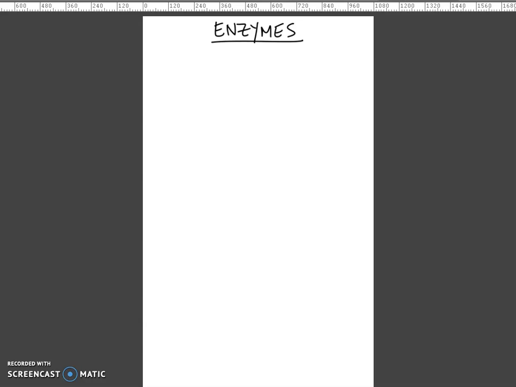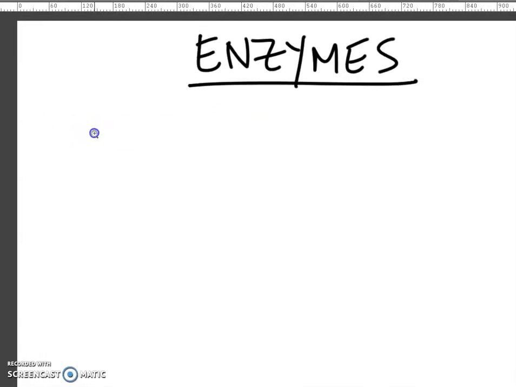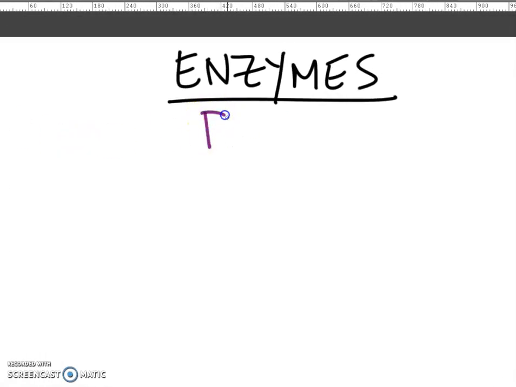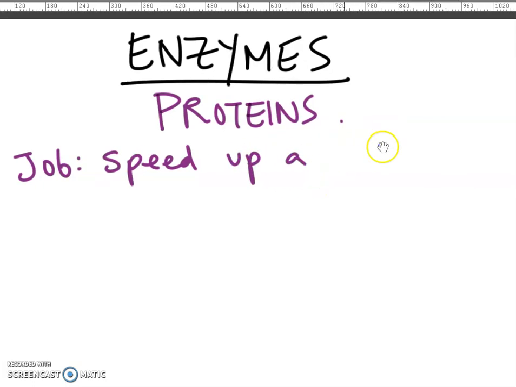Alright, our last video is going to deal with enzymes. So enzymes, if you remember from our last unit, these are all proteins. So these are made up of proteins. And their job, the thing that they do, is to speed up a chemical reaction.